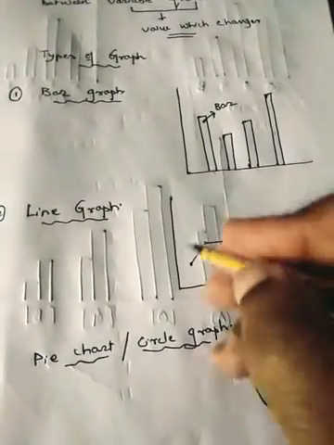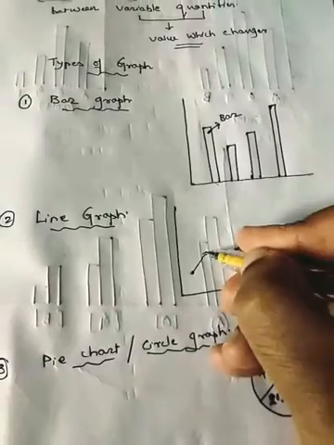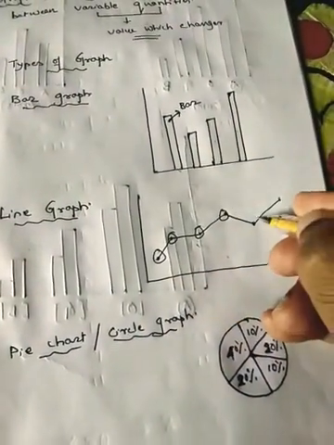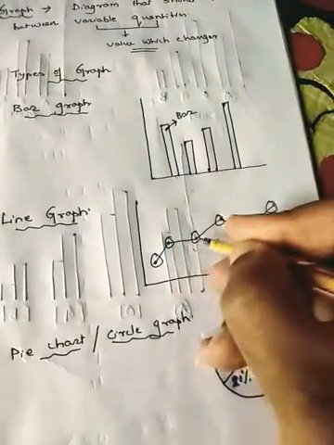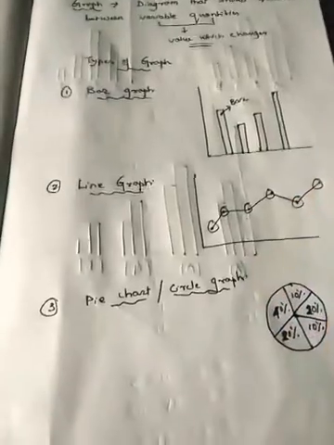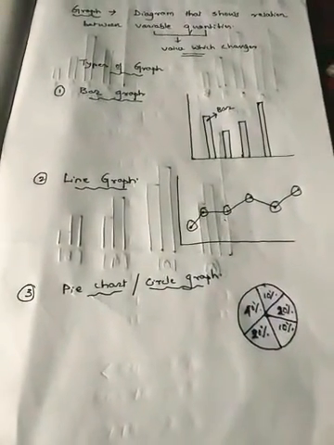In line graph, we just mark a point, and once we are done with all the marking, we join the points with the help of a scale and pencil. So this is what line graph is all about. We'll study this as we gradually progress through this chapter.